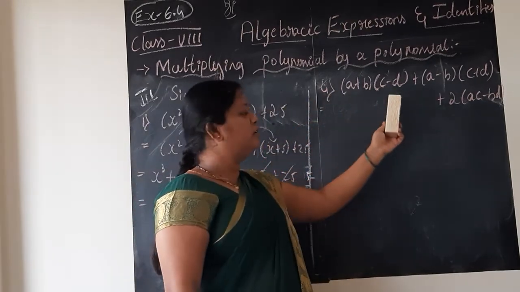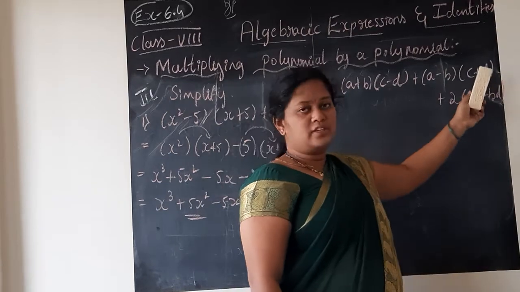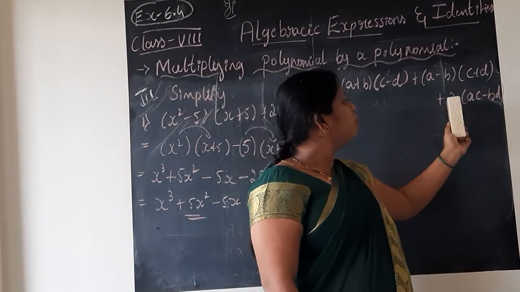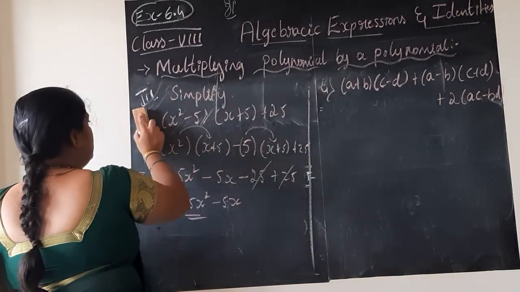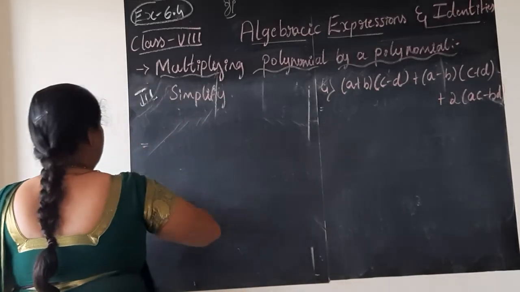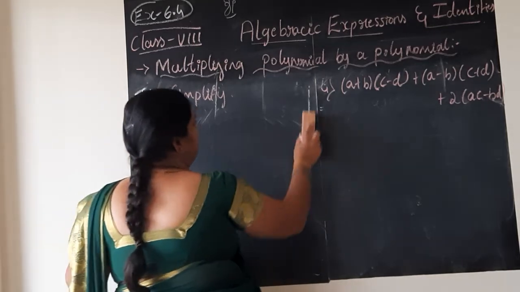Here a plus b into c minus d is one binomial. A minus b into c plus d is one more set of binomial. In the third term you have a monomial into binomial multiplication. So how to do, we shall check it now. For now I will erase the first problem. I need almost the whole board. The problem is big but the simplification is very simple, children.